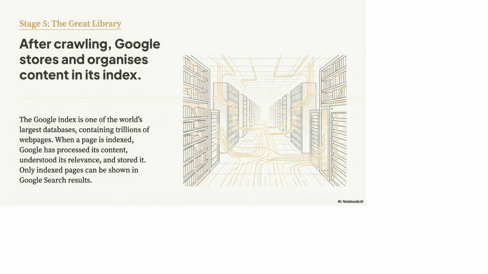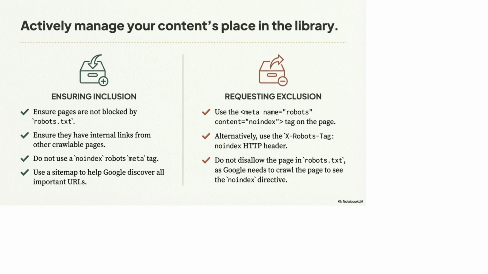Stage 5 is indexing the Great Library. After crawling, Google stores and organizes content in its index, one of the world's largest databases. Only indexed pages can appear in Google search results. Actively manage your content's place in the library. Ensure inclusion by not blocking pages in robots.txt and using a sitemap. Request exclusion by using the noindex meta tag, but ensure the page is crawlable.